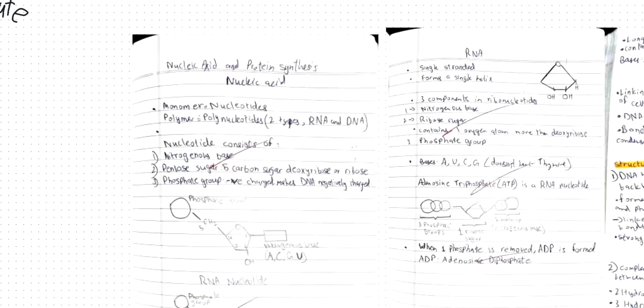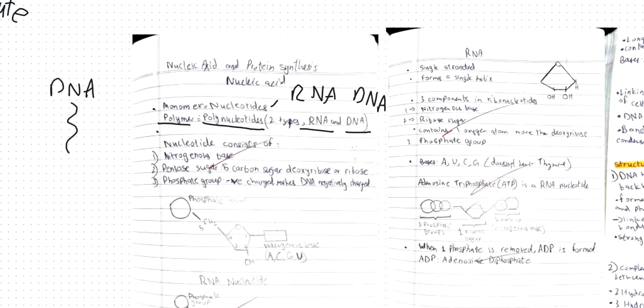Let's start with nucleic acid. So nucleic acid, remember, the monomers for nucleic acid are nucleotides. Nucleotides are basically two types. And polymers, remember, polymers are polynucleotides, and polynucleotides are of two types, RNA and DNA. Nucleotides are RNA and DNA when they are single. But when a lot of nucleotides come together, when you form this double helix structure, that is when you have a polynucleotide. And a nucleotide consists of nitrogenous base, pentose sugar.